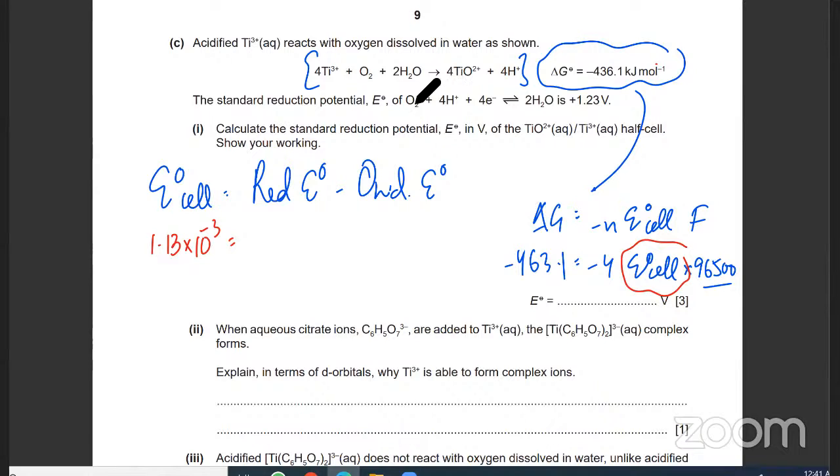Now, what is the reduction E naught? O2 is the one that's the reactant, so this is the reduction equation, right? The other one is going to be the oxidation equation, where the Ti3+ is turning into TiO2+, going in the backward direction. So the reduction E naught is 1.23. The other one is the oxidation E naught, and we don't know what that is, so that's going to be taken as X. You'll be able to figure out the E naught of this thing once you find X. This value is coming out slightly smaller, so you can double check with the marking scheme whether this is correct or not.